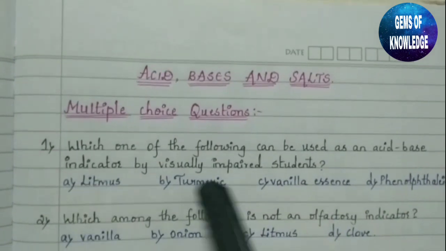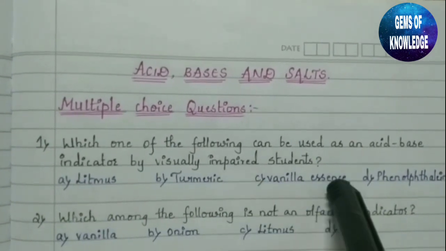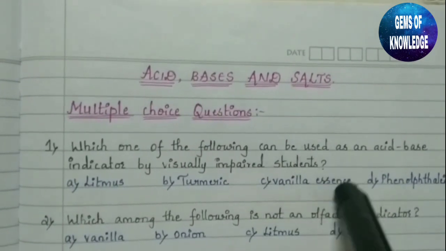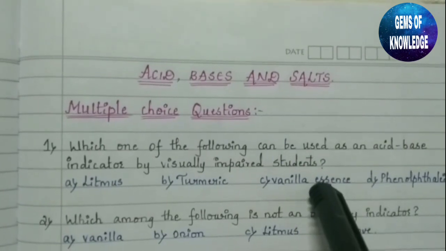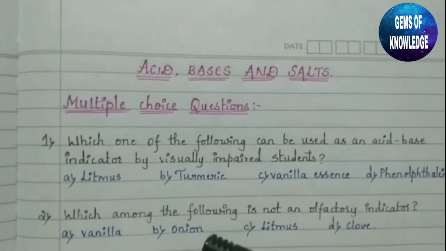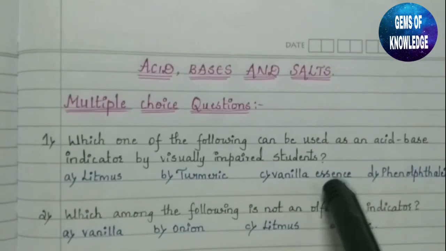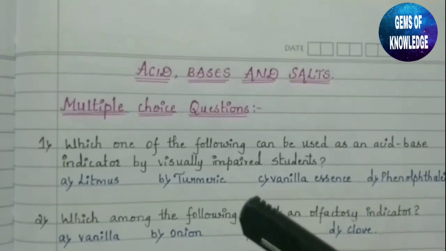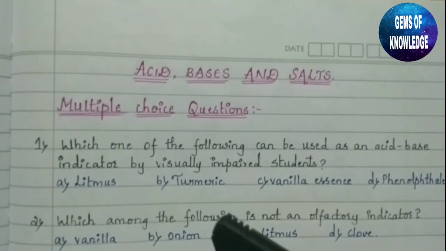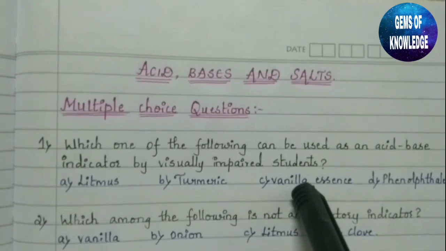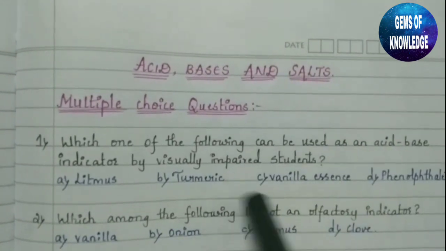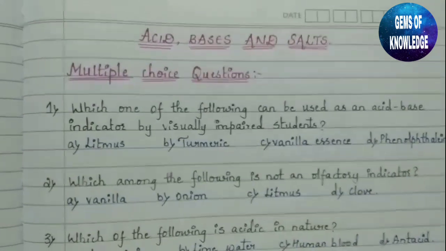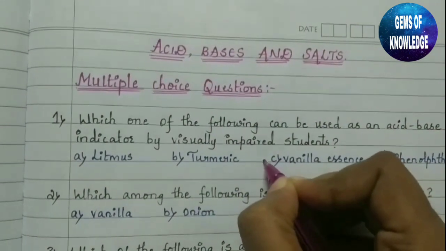Among all these, vanilla essence is such an acid base indicator which we can identify by its fragrance, by its smell. So basically this comes under the olfactory indicators. Do you know what olfactory indicators are? The indicators which can be identified with their smell are nothing but olfactory indicators. So among all these, this is the only indicator which can be identified with its smell. So the answer here can be written as C.